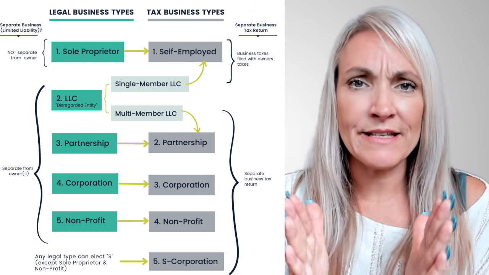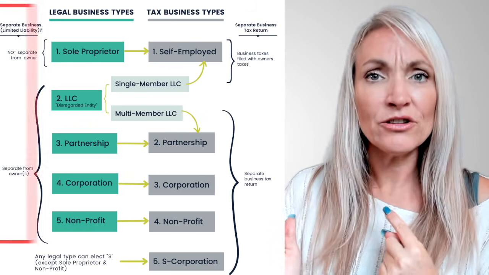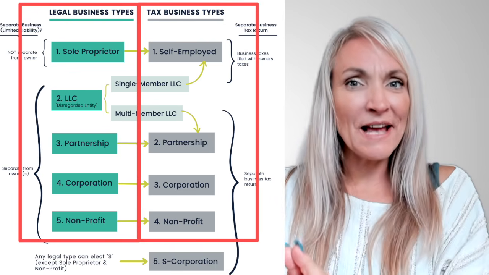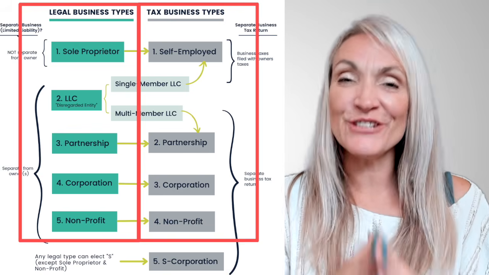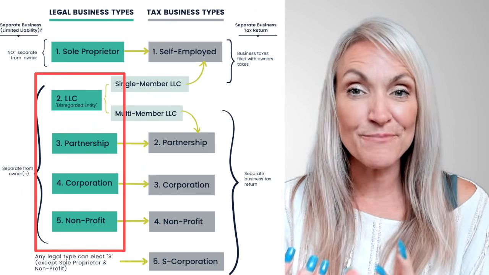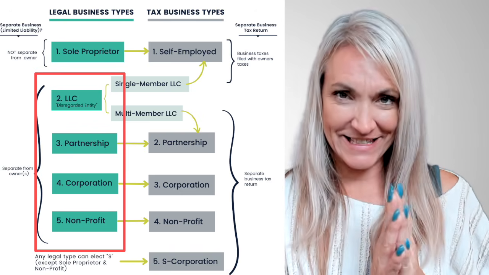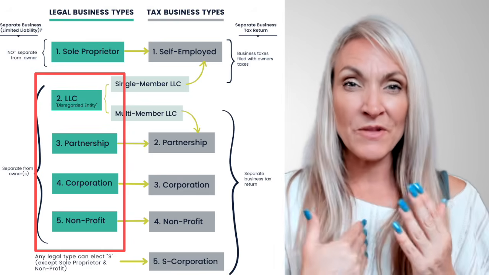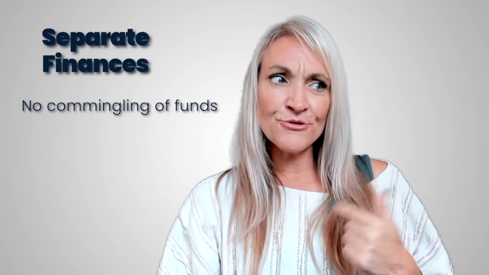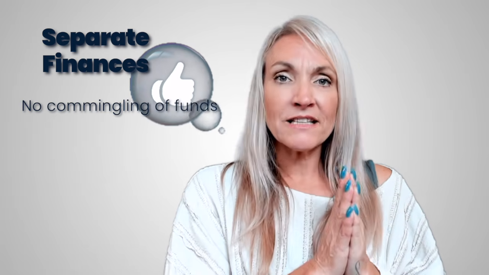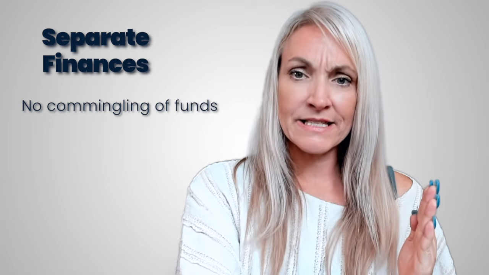Now, every business is two types. We have that legal type on the left, and then we have the tax type to the right. So we have a legal type and a tax type. The important thing to know here is that these separate business types that are separate from you as the owner, you need to treat the finances separately from you as the owner. So I want you to think about a job you've had. If you work for Target, right? Target isn't going to pay your personal bills, and you certainly aren't going to pay Target's personal or business bills, right? And so that's what we mean by keeping the business finances separate.